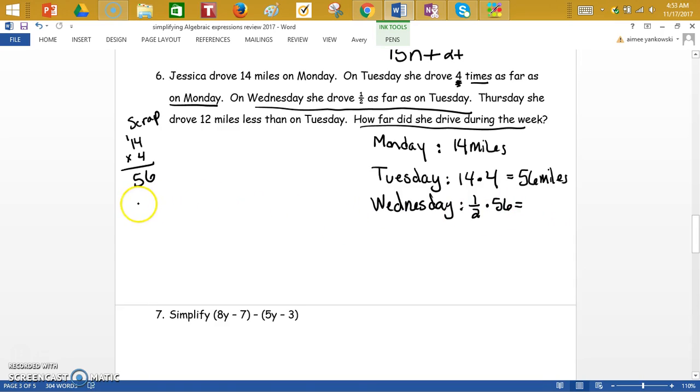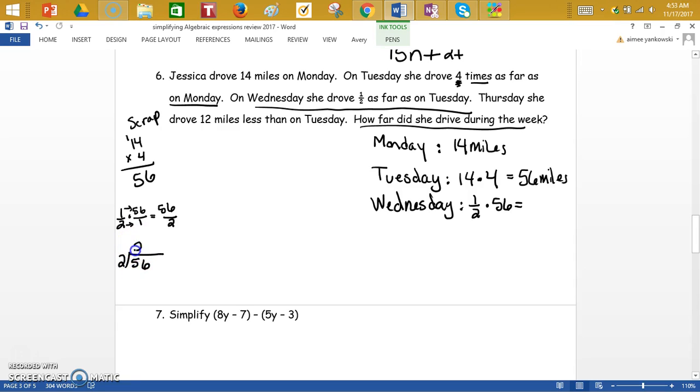And half of 56, I could either multiply by 1/2 or divide by 2. I'll just go ahead and do 1/2 times 56, straight across the top, straight across the bottom, and you'll see really that's 56 over 2. 56 divided by 2. Some of you might have to do long division, 2 into 56.